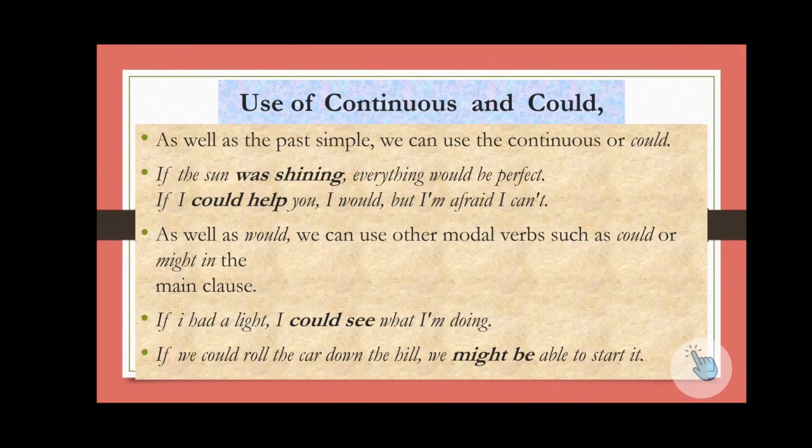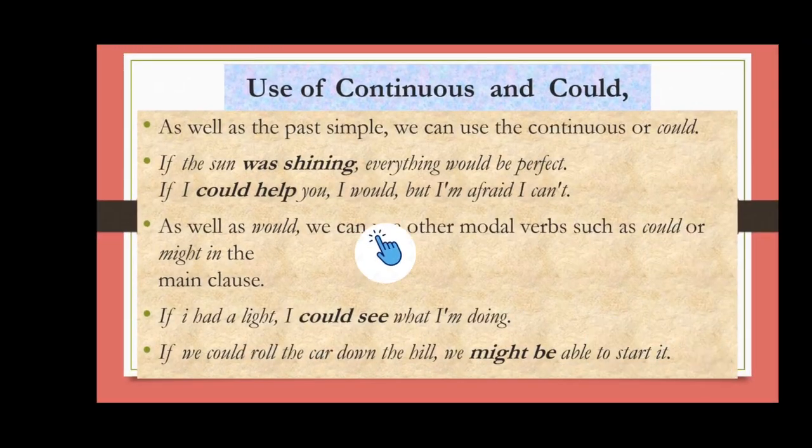Use of continuous and could. As well as the past simple, we can use the continuous or could. If the sun was shining, everything would be perfect. So in the conditional clause, we can also use continuous form. So if the sun was shining, everything would be perfect. Now, is the sun shining right now? Not at all. Now, everything would be perfect. Is everything perfect now? Not at all.